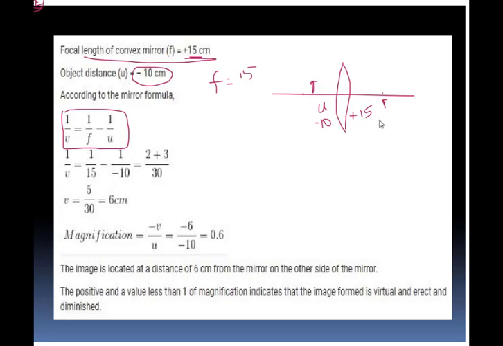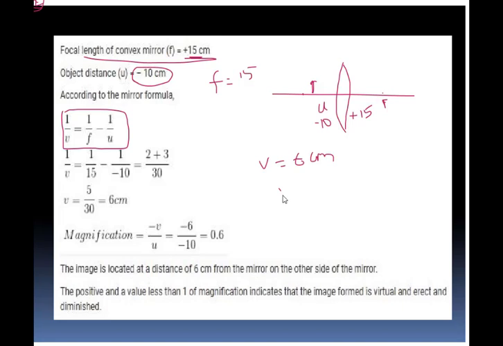So according to the mirror formula, 1 by v equals 1 by f minus 1 by u. So if you put these values of u and f and calculate, you will get v equal to 6 cm. After calculation, you will get this value.